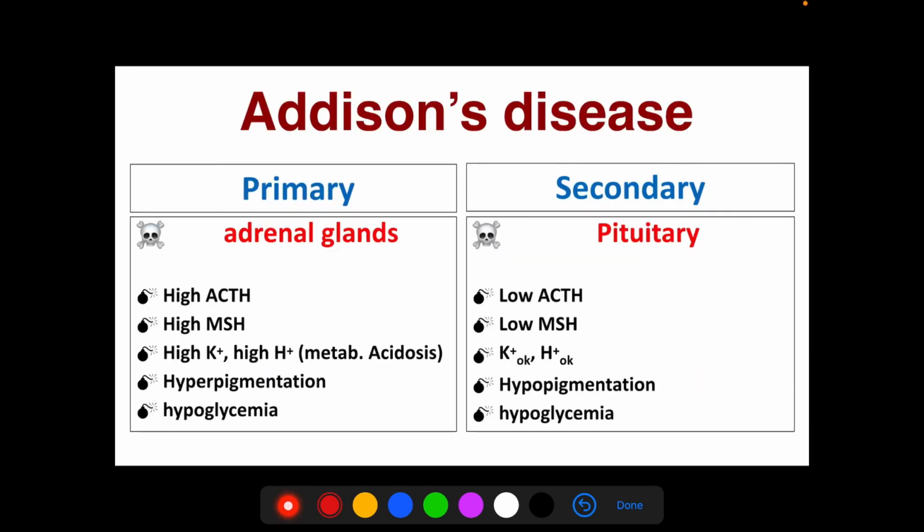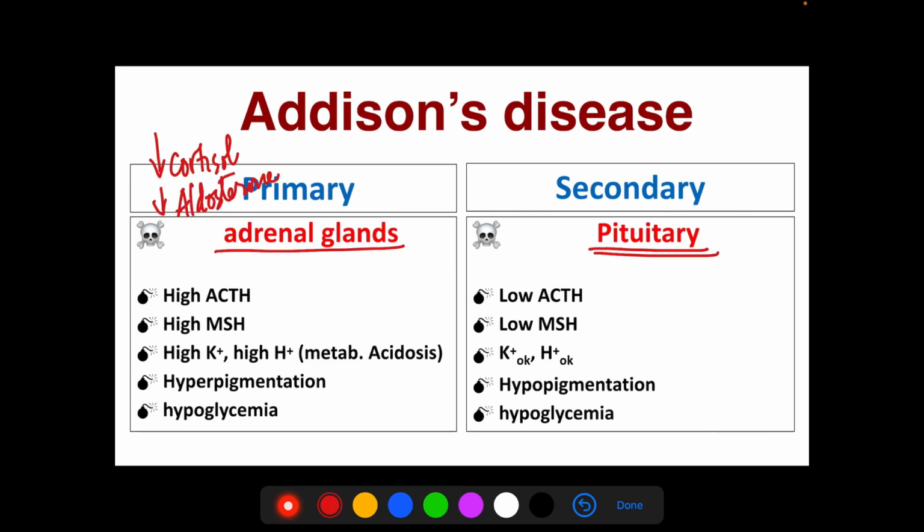Now let us differentiate the primary and secondary Addison's disease. Just take note that in the primary Addison's disease, the problem is in the adrenal glands, whereas in the secondary Addison's disease, the problem is in the pituitary gland. As I have mentioned, in Addison's disease, the adrenal glands are usually underactive. That results in decreased adrenal hormones, particularly the hormones of the adrenal cortex. So in the primary Addison's disease, the problem is in the adrenal cortex.